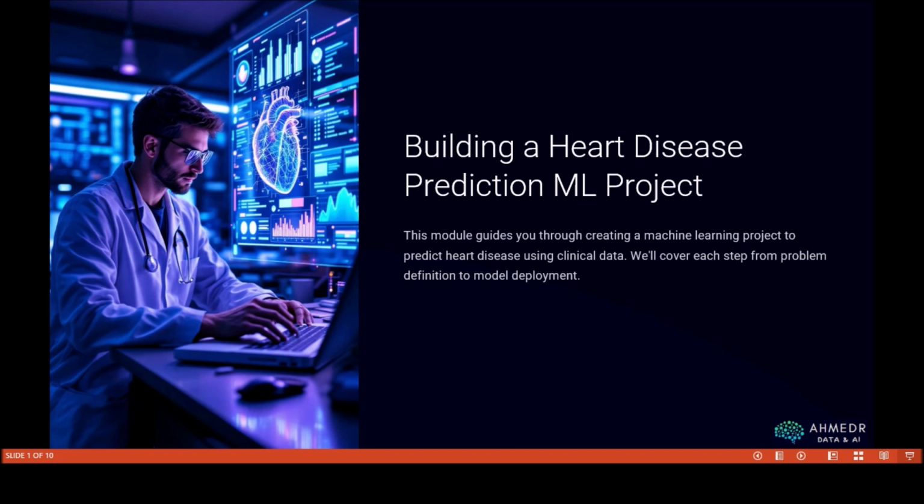real world data, as well as creating a model that could help predict heart disease. I'll walk you through each step of building a machine learning project using the example of predicting heart disease from clinical data. I'll cover everything from defining the problem to deploying the model into production.